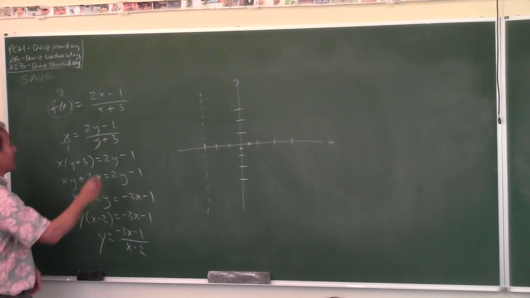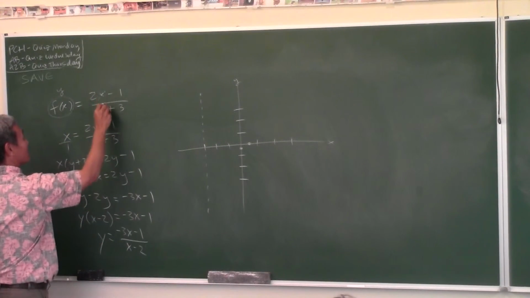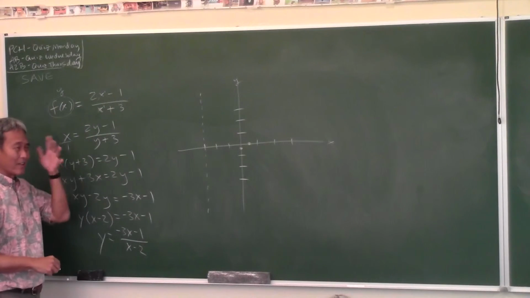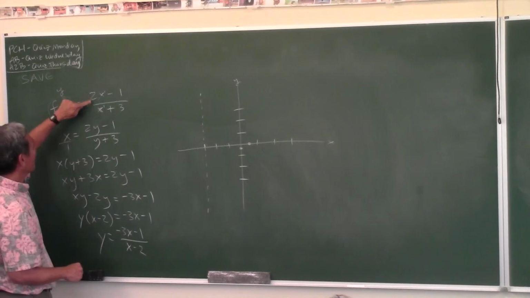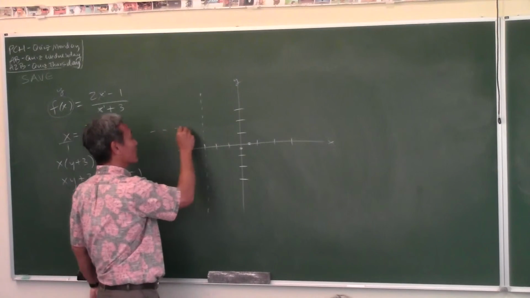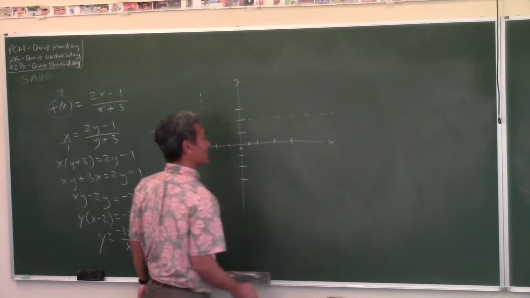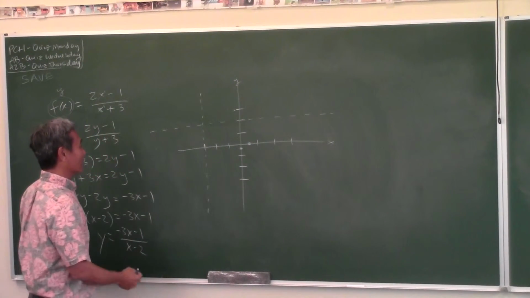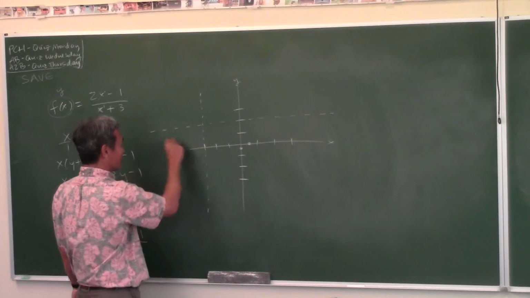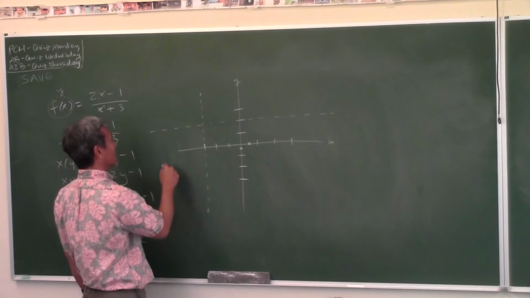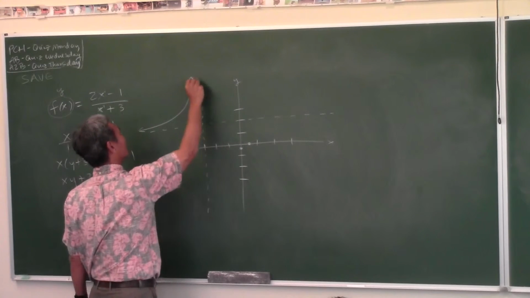Horizontal asymptote, if the degree of the top and the bottom are the same, which they are, then what do I look at? The coefficients, 2 over 1. So y equals 2 is the horizontal asymptote. And what does the graph look like? Is it going to be up here or is it going to be down there? Gotta be up here, how come?